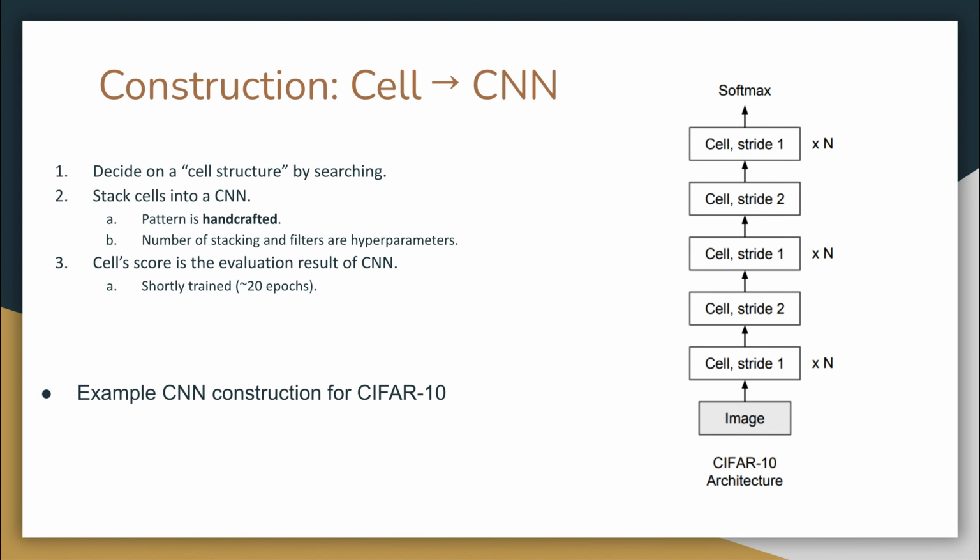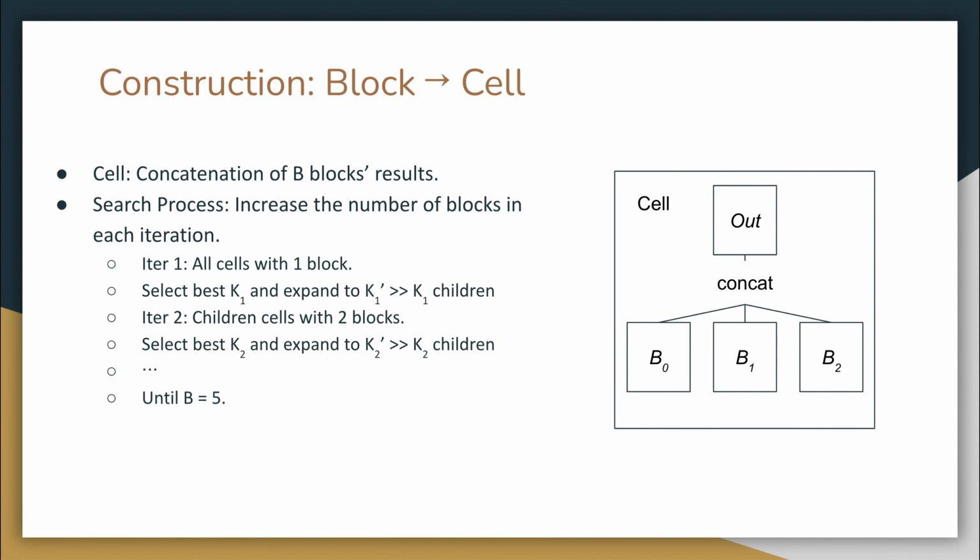The CNN models used in PNAS are handcrafted using cells that will be searched, with the model for CIFAR-10 shown on the right. A cell score is the evaluation result of a CNN constructed from the cell trained for a short time. A cell consists of B blocks, and the output is the concatenation of the respective blocks. In searching for a cell, PNAS first considers all cells with 1 block, expands the good children into cells with 2 blocks, and continues until 5 blocks.